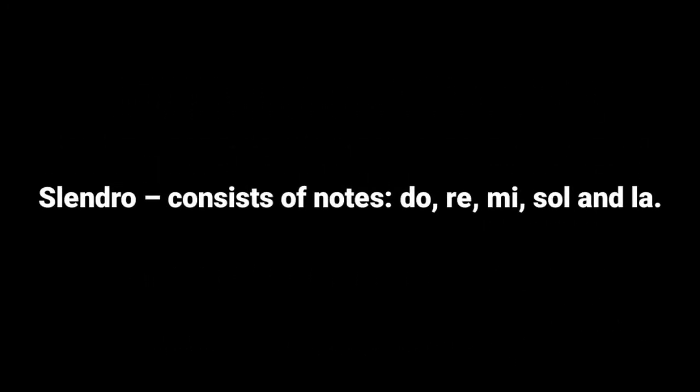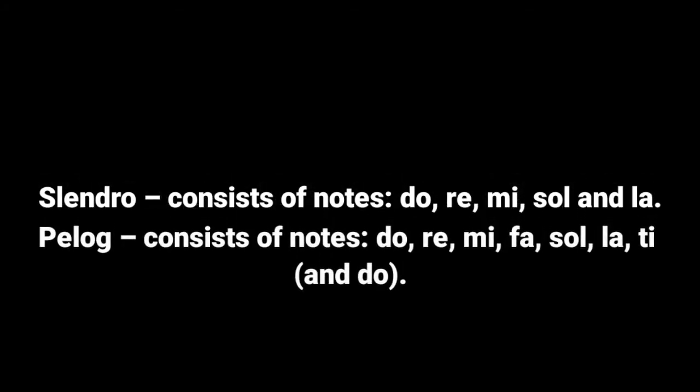Slendro consists of notes do, re, mi, sol, and la. Pelog consists of notes do, re, mi, fa, sol, la, ti, and do.